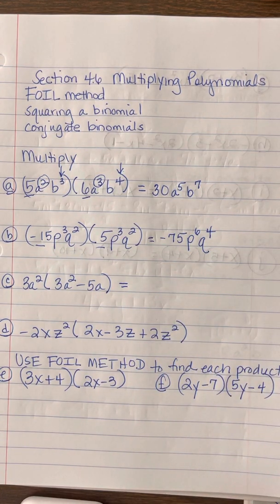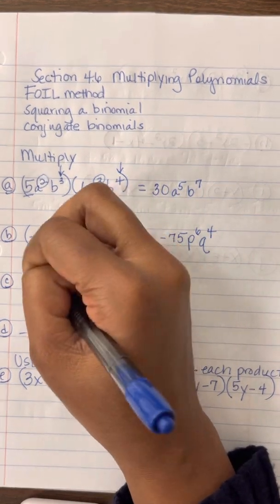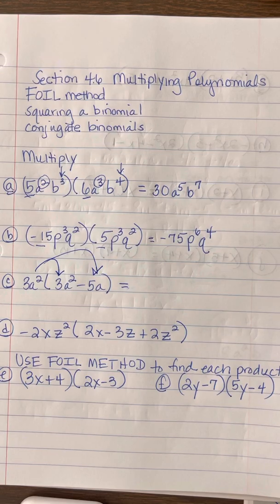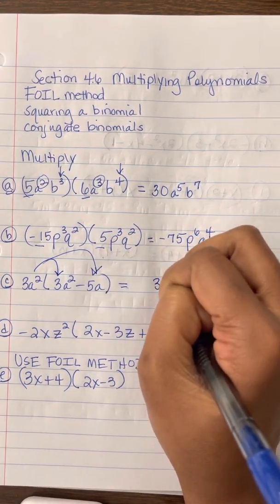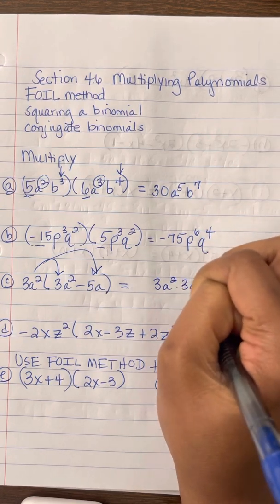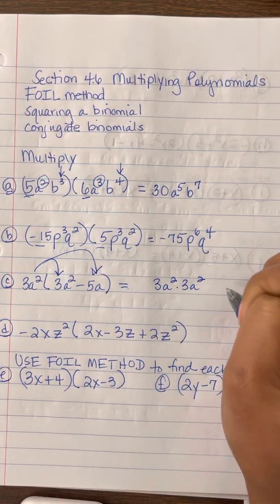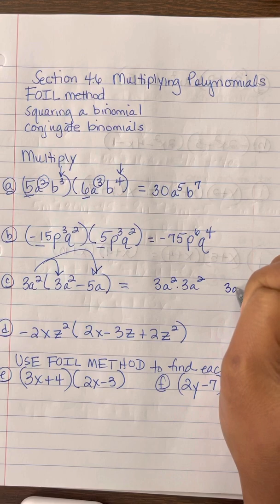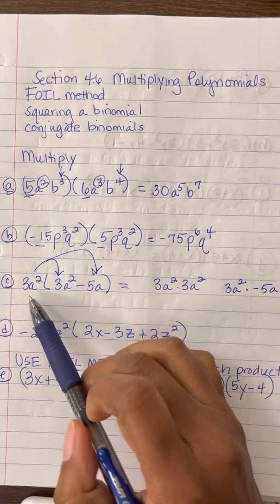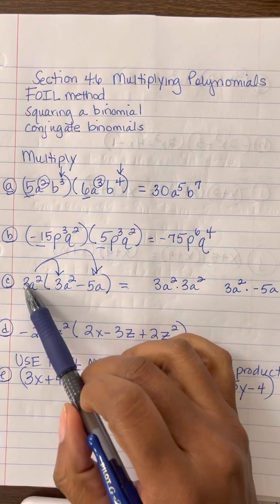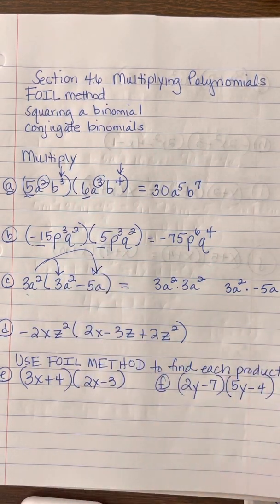C, 3a squared times 3a squared minus 5a. So let's do the distributive property. So I want to take, in essence, 3a squared times 3a squared, just breaking it up so that you'll be able to see exactly what I'm doing. 3a squared times negative 5a. So I'm just taking the 3a squared to the 3a squared and then to the negative 5a, step by step.